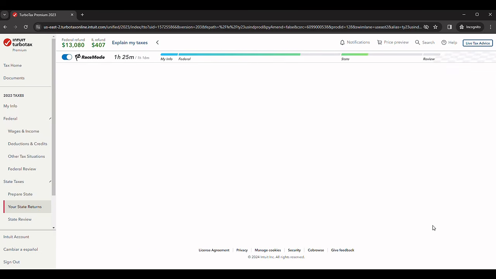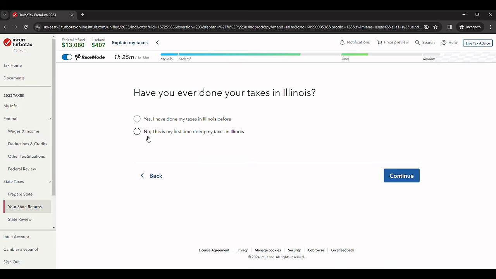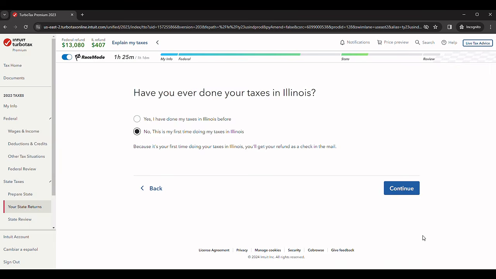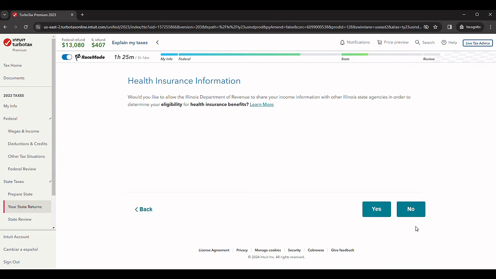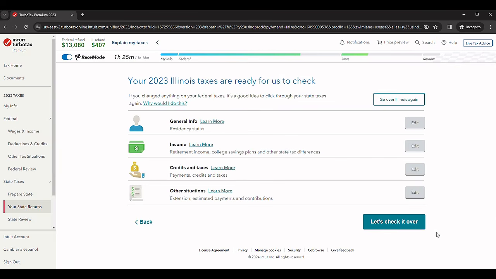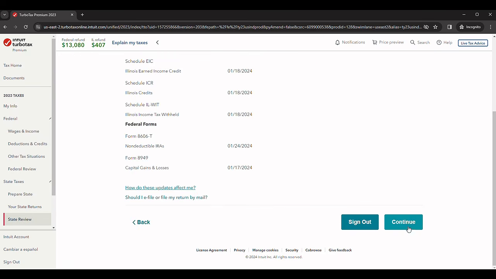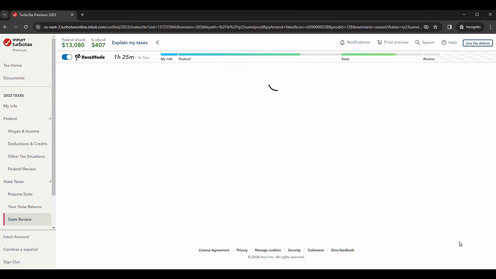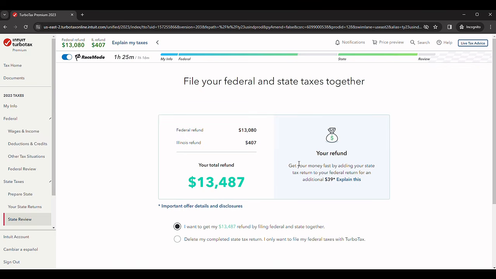No, we're not donating anything. Not to Illinois or affiliated organizations. Have you ever done tax in Illinois? Yes, but I'm going to write no. Health insurance, I don't care. I don't want to check it over, but okay, continue. Oh, look at that. That's a total refund. Federal refund, this with the IRS, $13,080. Illinois refund, $407.